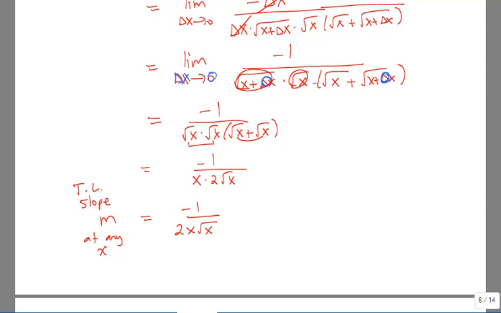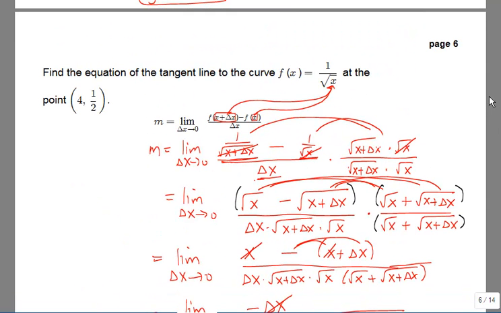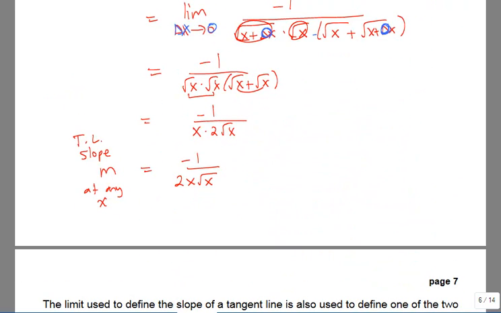And keep in mind, in the original problem, we wanted the slope at this particular point, so when the x is 4. So what we're going to do at this point is once we have done all the work to come up with our slope function, now we're going to plug in x equals 4 into this slope formula.